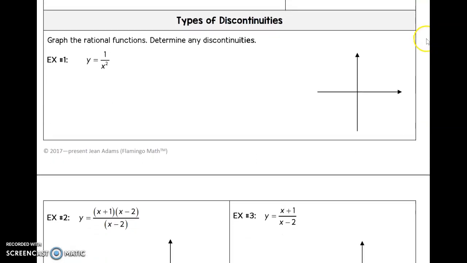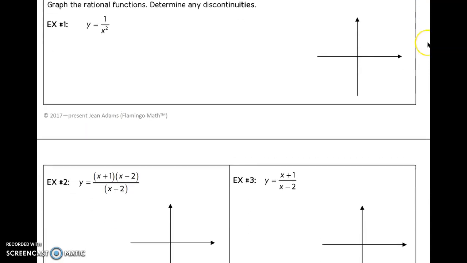So we're in example 1, okay? And it wants us to graph, but we also want to find our discontinuities. So this is a really basic graph here. If you got onto Desmos and you graphed, you would be able to see what the graph actually looks like, or you could get a graphing calculator. Makes no difference to me. Whatever works for you.